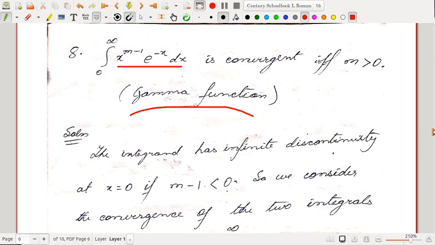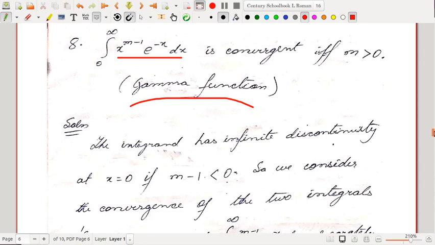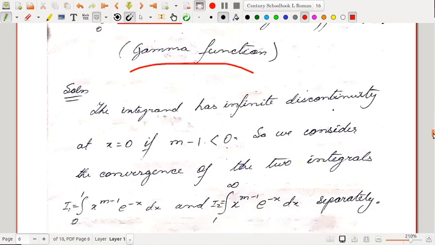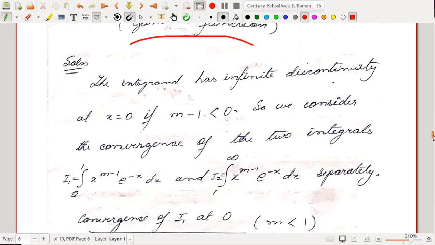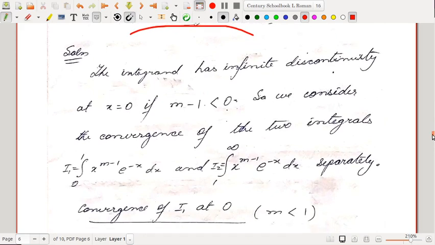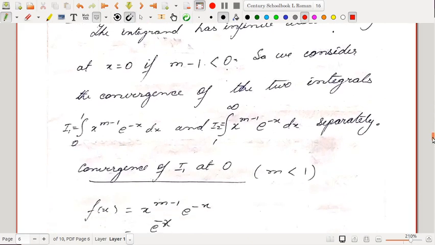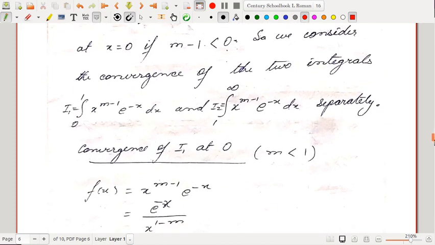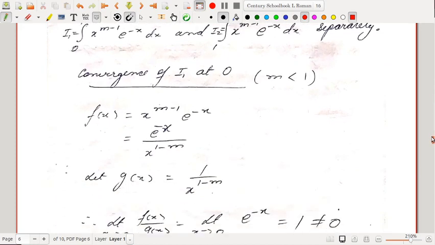The integrand has an infinite discontinuity at x equal to 0. If you observe carefully, if m minus 1 is negative, in that case the integrand has an infinite discontinuity at x equal to 0. So that means we have to separate two cases. We consider the convergence of the two integrals separately: the integral from 0 to 1 of x to the power m minus 1 e to the power minus x dx, and the integral from 1 to infinity of x to the power m minus 1 into e to the power minus x dx. First let us see the convergence of I1 at 0.